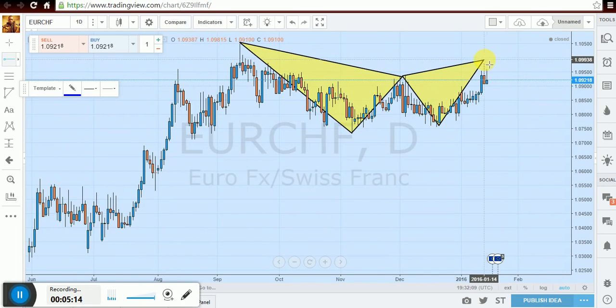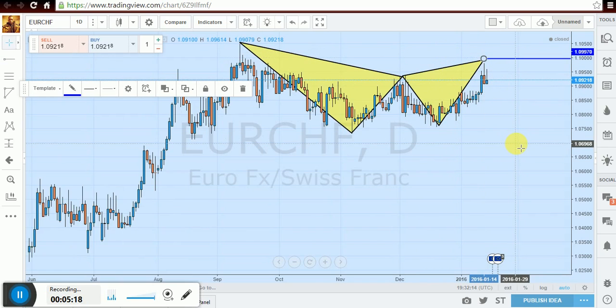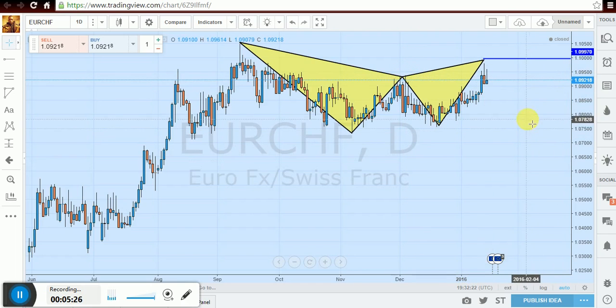So the completion of this Gartley pattern is coming in round about near the 101, which is another important, nice round level for us to get involved. We can see that the market is not quite there, and I would expect this market to rally up until that point.